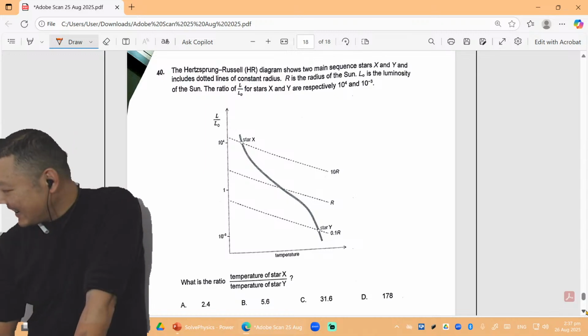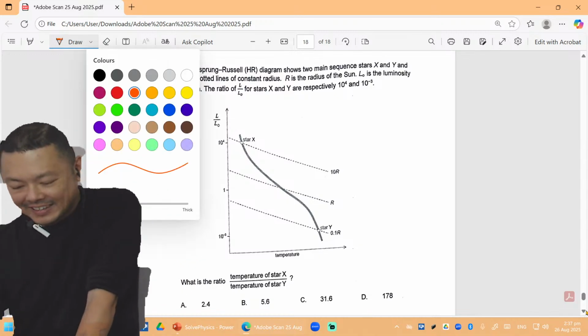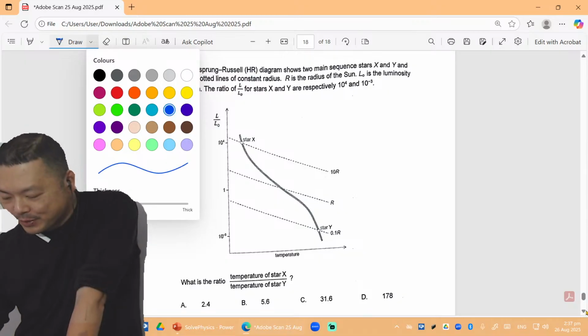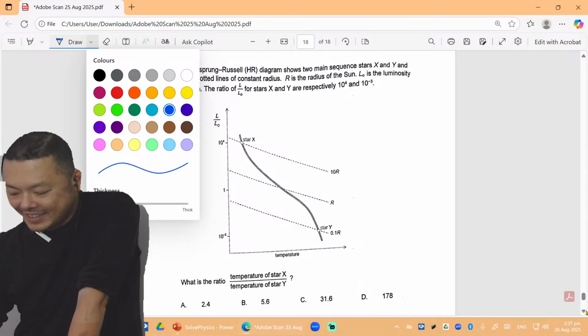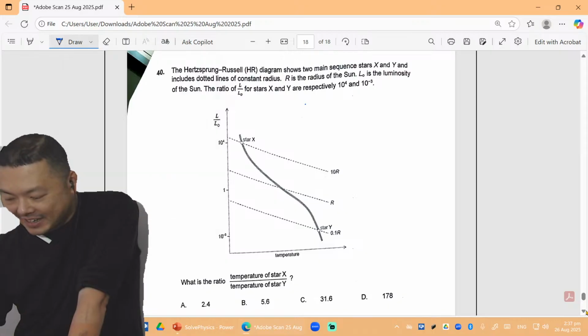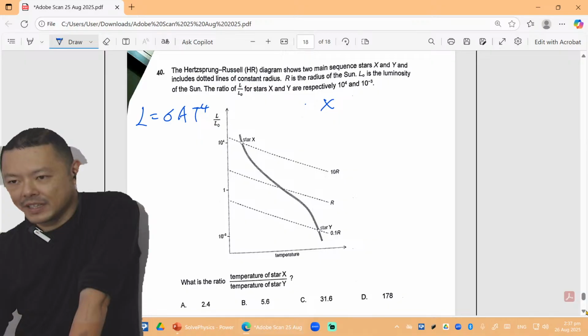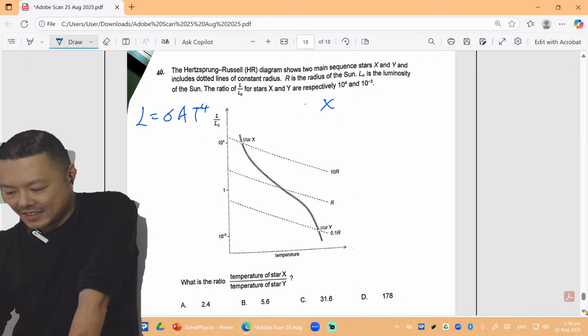Well, hey, the last few questions are really making you work for it, man. Okay, let's do it anyway. For star X, the underlying equation is L equals sigma A T to the power 4. Which is ironic, right? This equation is not even in E5, it's in B1. But they ask you in E5. Yeah lah, I know this is in E5 lah.